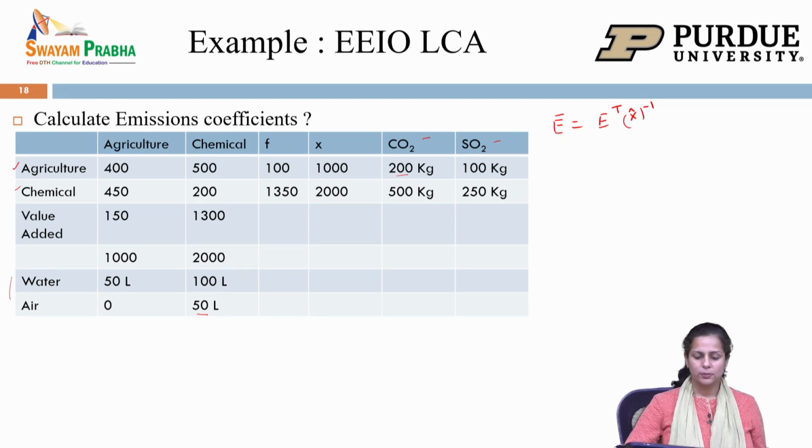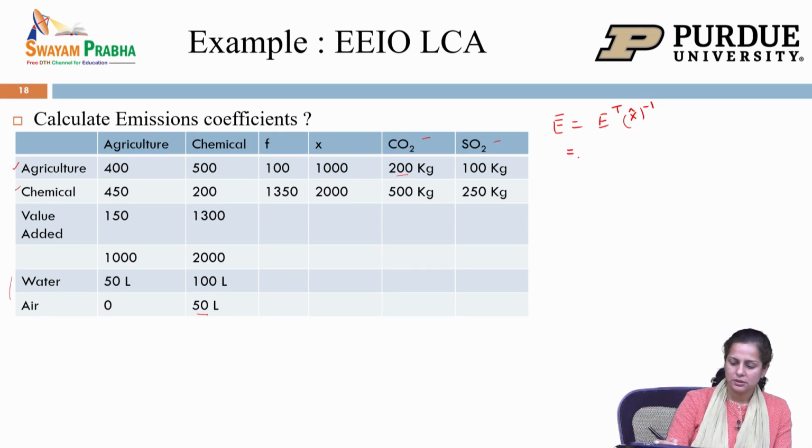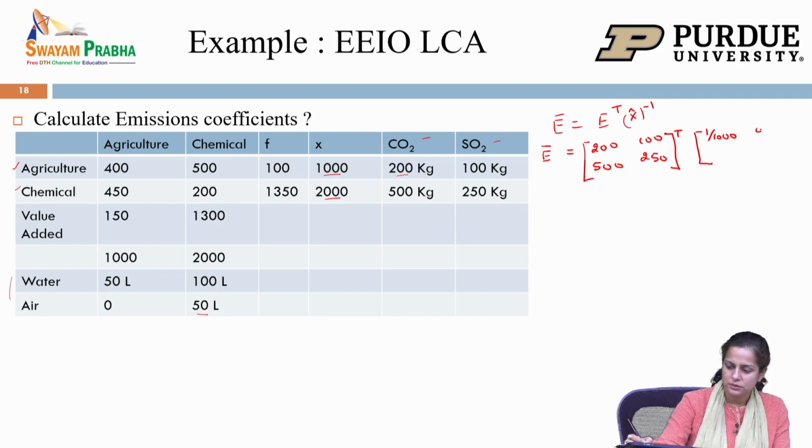So the solution to this problem is straightforward. For calculation of E bar, we can take the transpose of our E matrix. Our E matrix is given as 200, 500, 100 and 250. We take the transpose, and our X hat here is 1000 and 2000, so X hat inverse is 1 by 1000, 0, 0, 1 by 2000. So for this, the transpose comes to be 200, 500, 100 and 250 multiplied by 1 by 1000.